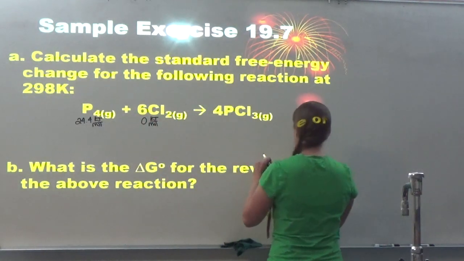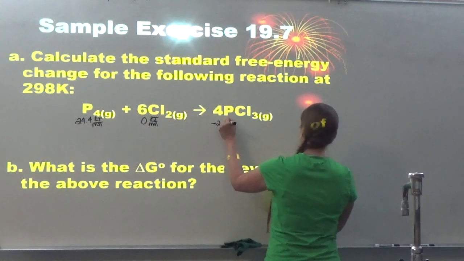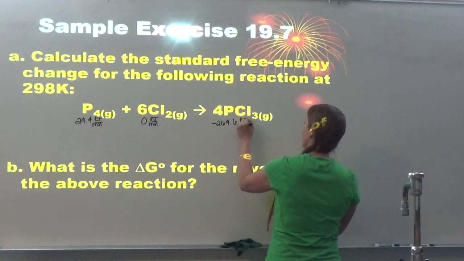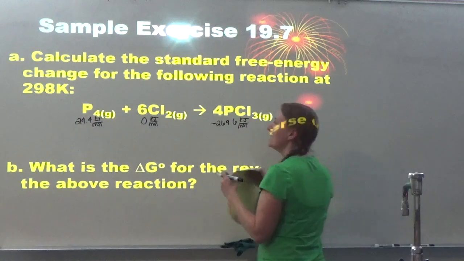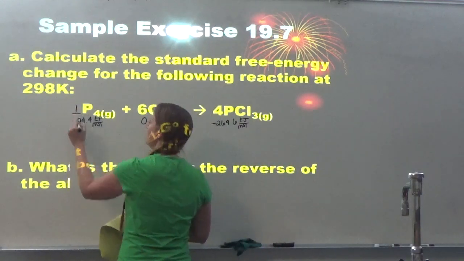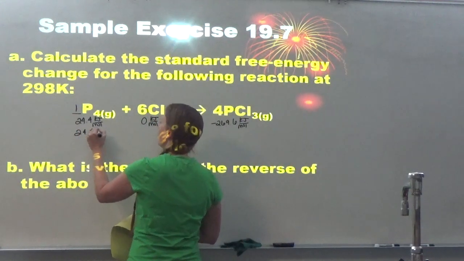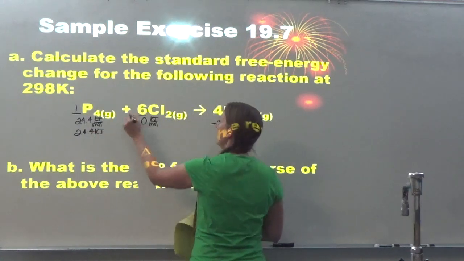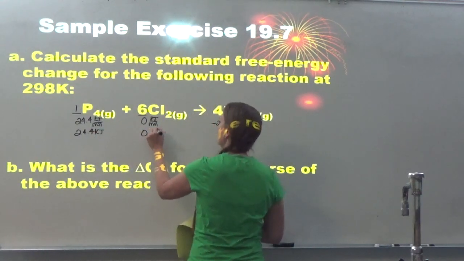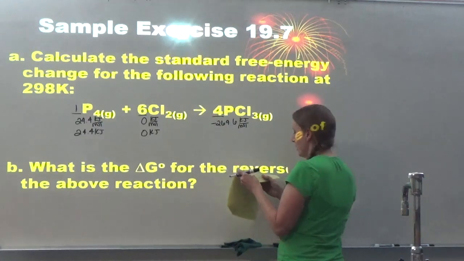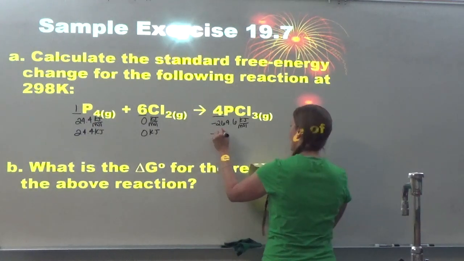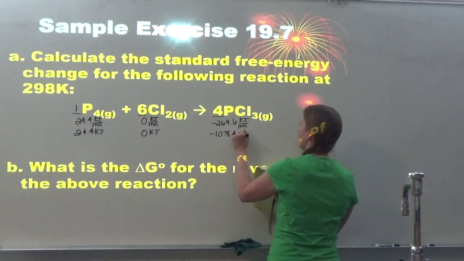For this one, it is negative 269.6 kilojoules per mole. So first thing I need to do is take into account my coefficients. That's just 1, so this is 24.4 kilojoules. This is 6, but it's still just 0. Anything times 0, of course, is 0. Multiply this one by 4, so I get negative 1,078.4 kilojoules.